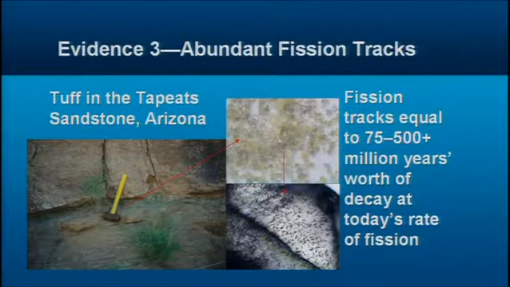And again, if we go to the bottom of the Grand Canyon, the lowest of the units in the walls of the Grand Canyon, the Tapeats sandstone that we mentioned last night, it also has a volcanic ash bed in it, and the zircon crystals there have fission tracks equivalent to up to 500 million years worth of decay at today's measured rate. And that's at the bottom of the flood sequence.